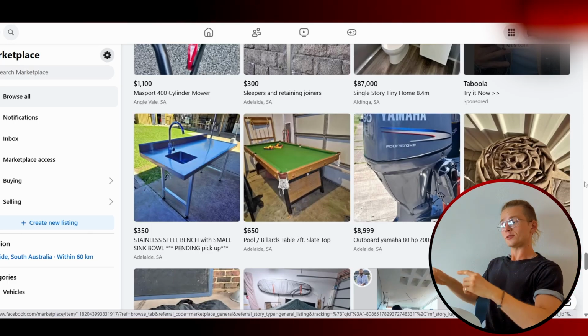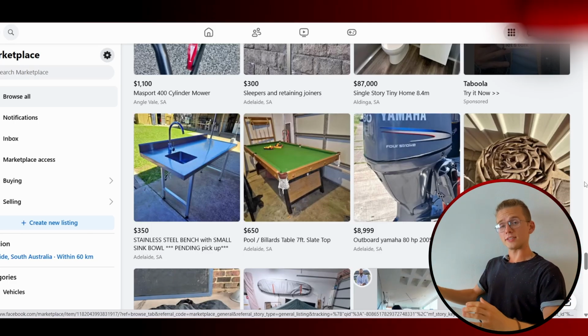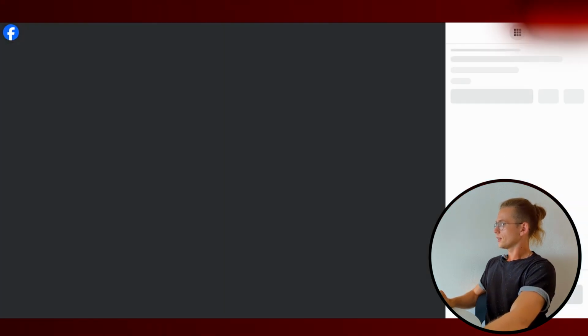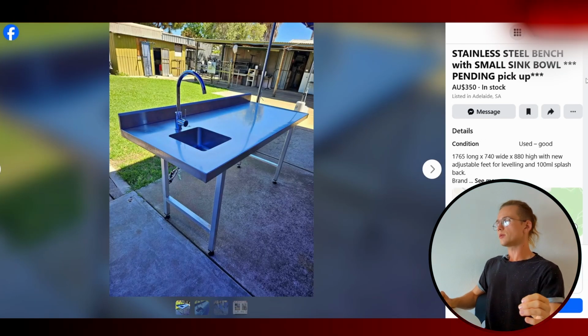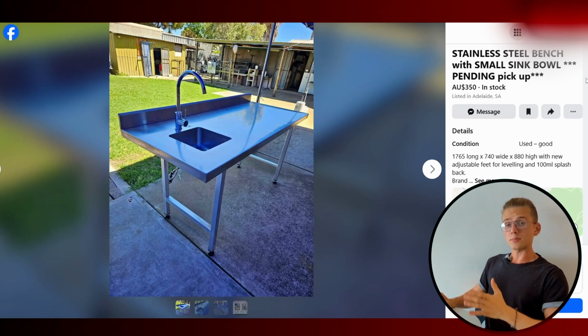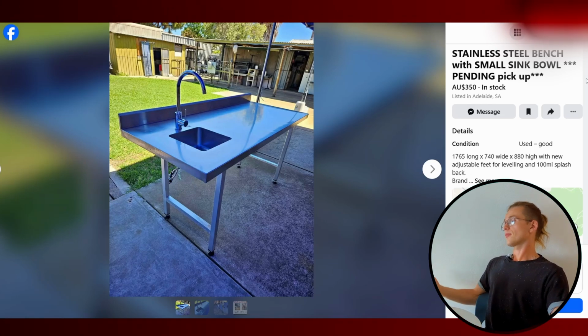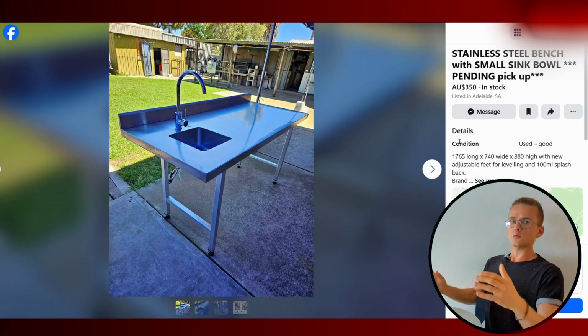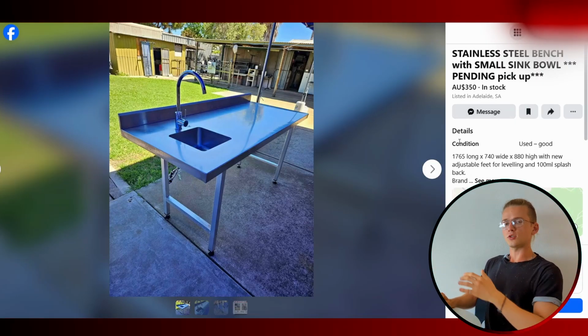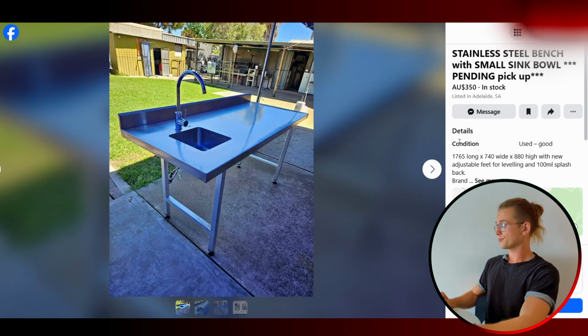Okay, I found this listing here which we'll take a look at together now. Somebody is selling a stainless steel bench with small sink bowl. It's pending pickup currently, which I'm not too surprised about. Let's take a look at what he's doing that actually got him to this stage.